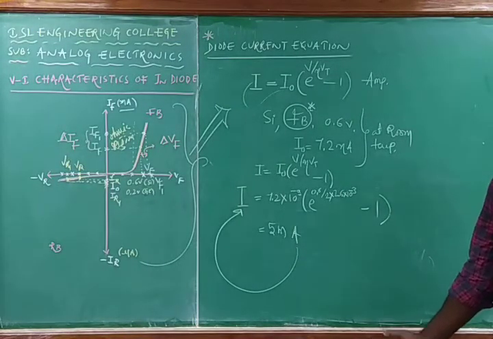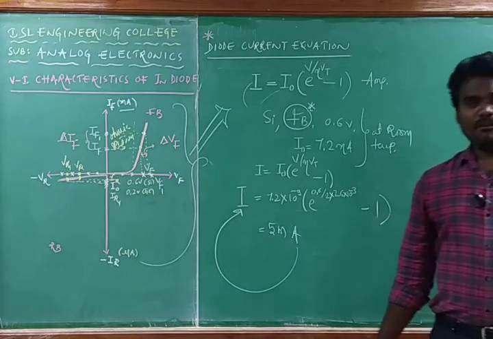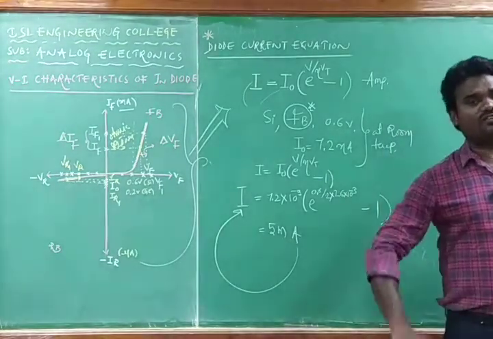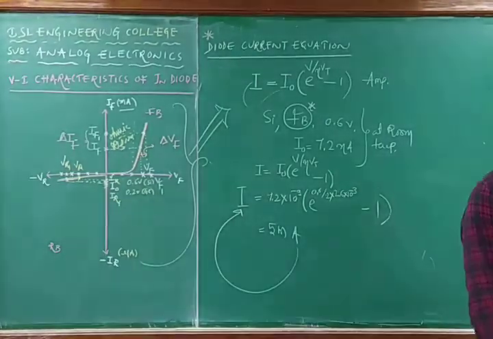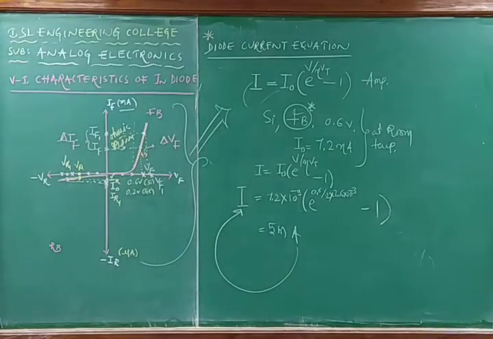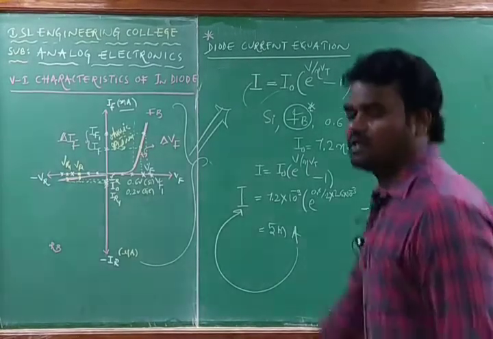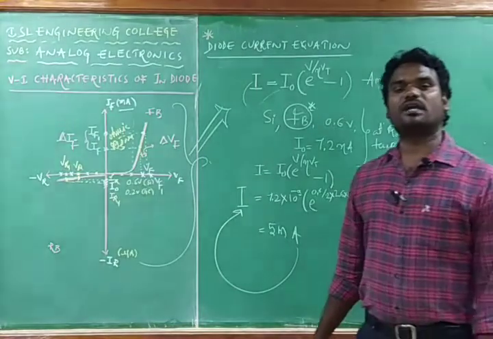So we can say that a PN junction diode practically conducts a very small amount of current in reverse bias, but in ideal cases it won't conduct any current. So the current conduction when the PN junction diode is connected in reverse bias is almost 0.